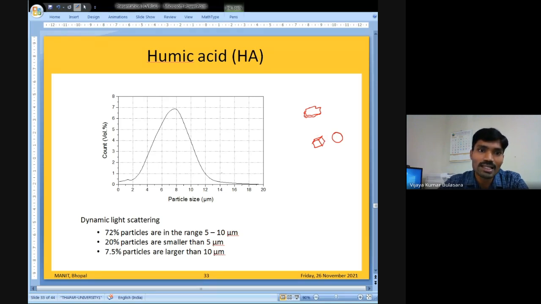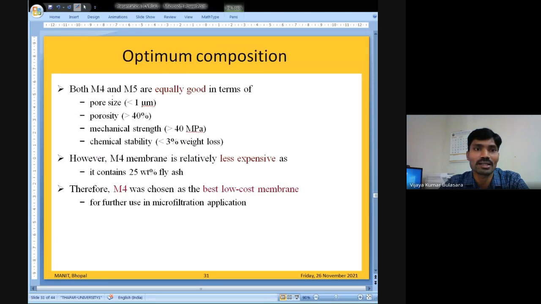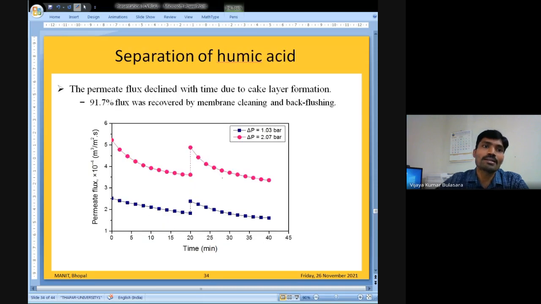The particle size ranges between 5 to 10 micron. The majority of the particles have this size, so they can be easily separated using our microfiltration membrane. As we have seen, the pore size is less than 1 micron for both M4 and M5 membranes. Therefore, the separation result is shown here. It is the permeate flux against time. The permeate flux decreased with time.